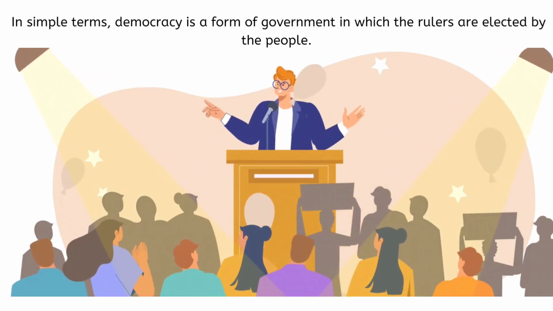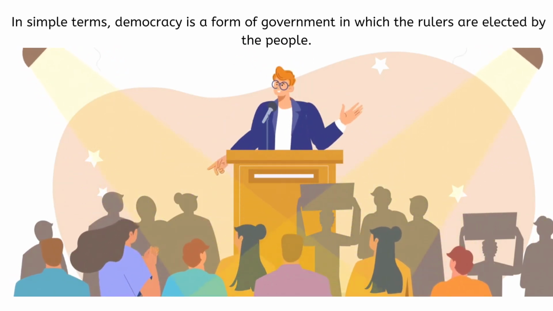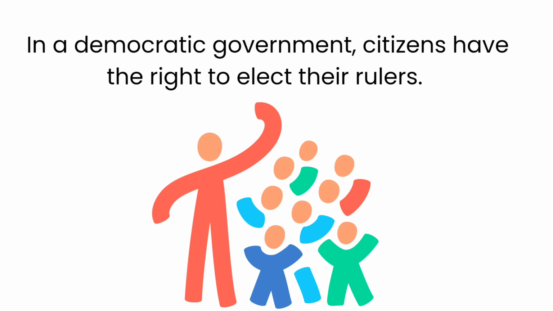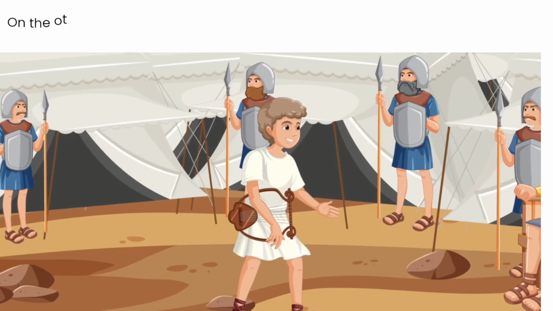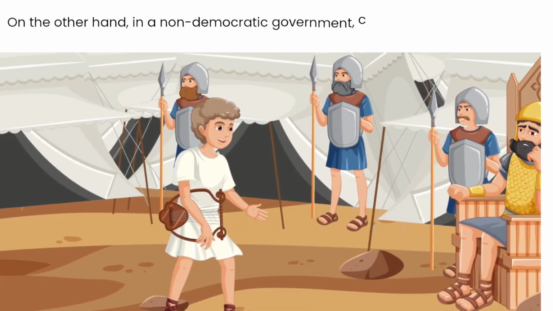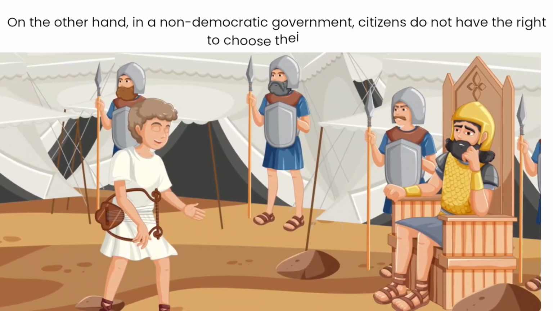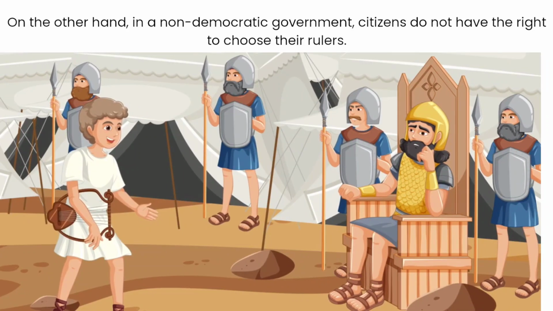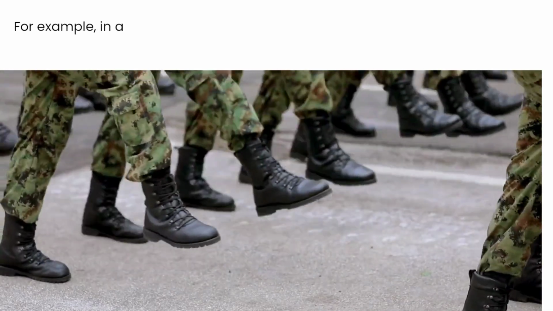In simple terms, democracy is a form of government in which the rulers are elected by the people. In a democratic government, citizens have the right to elect their rulers. On the other hand, in a non-democratic government, citizens do not have the right to choose their rulers.